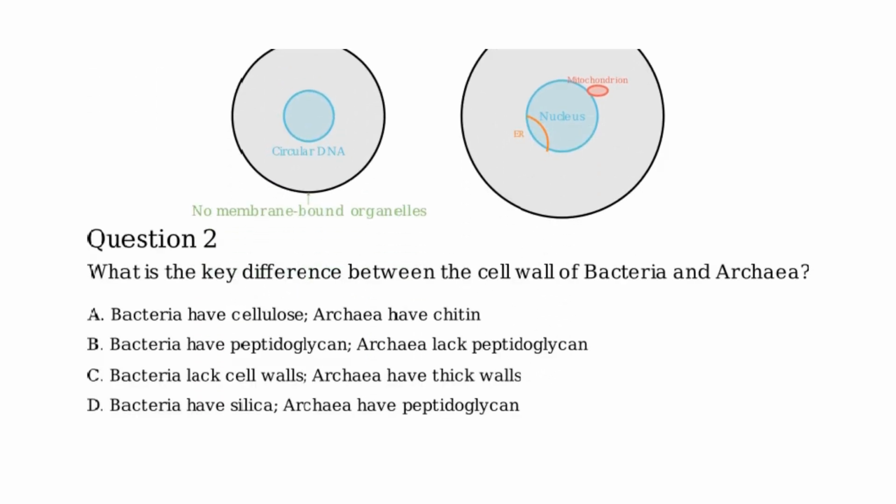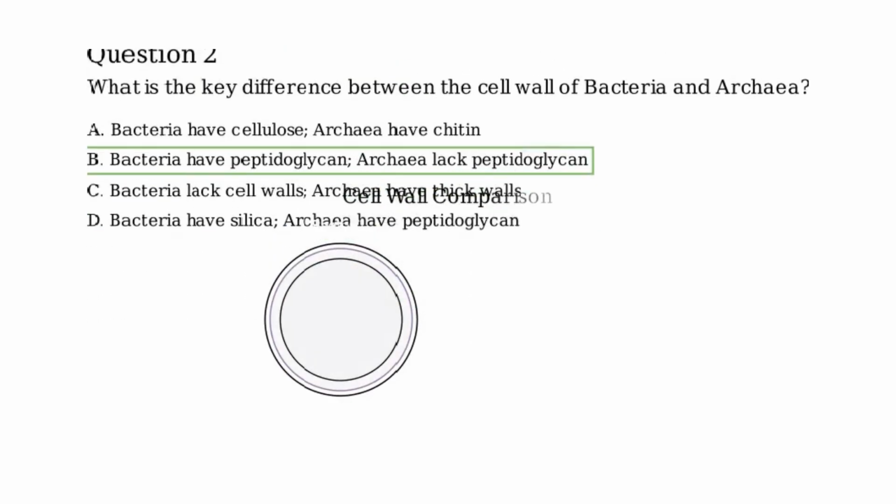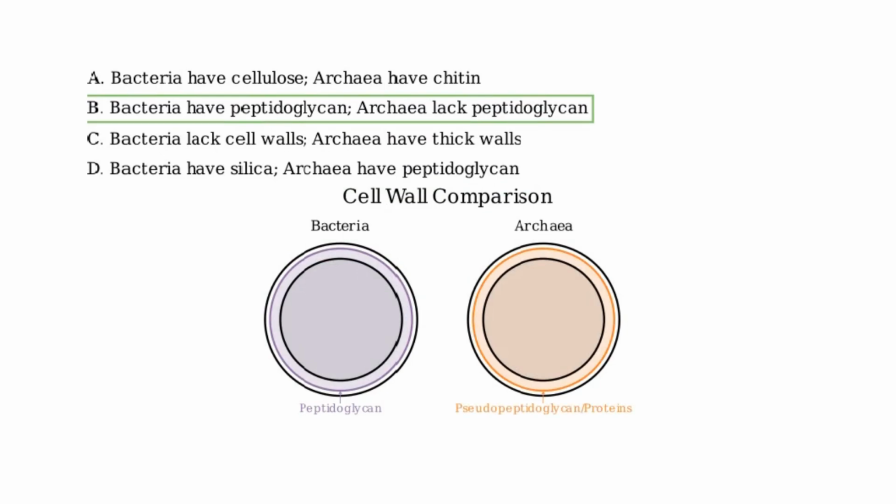What is the key difference between the cell wall of bacteria and Archaea? A. Bacteria have cellulose. Archaea have chitin. B. Bacteria have peptidoglycan. Archaea lack peptidoglycan. C. Bacteria lack cell walls. Archaea have thick walls. Or D. Bacteria have silica. Archaea have peptidoglycan. The correct answer is B. Bacteria have peptidoglycan. Archaea lack peptidoglycan. Let's explore the structure of bacterial and archaeal cell walls.